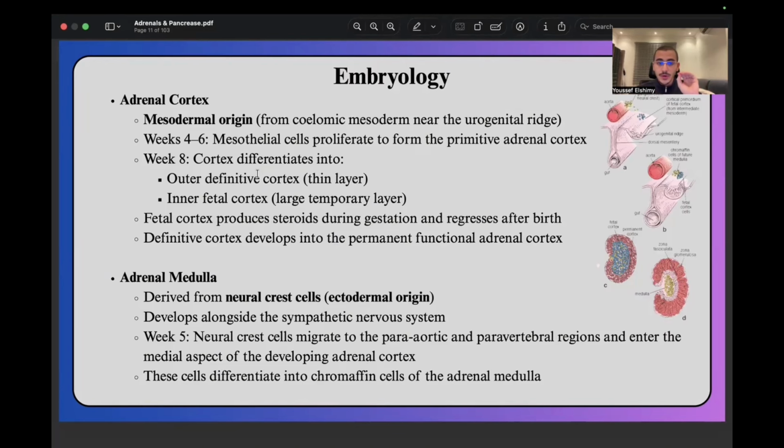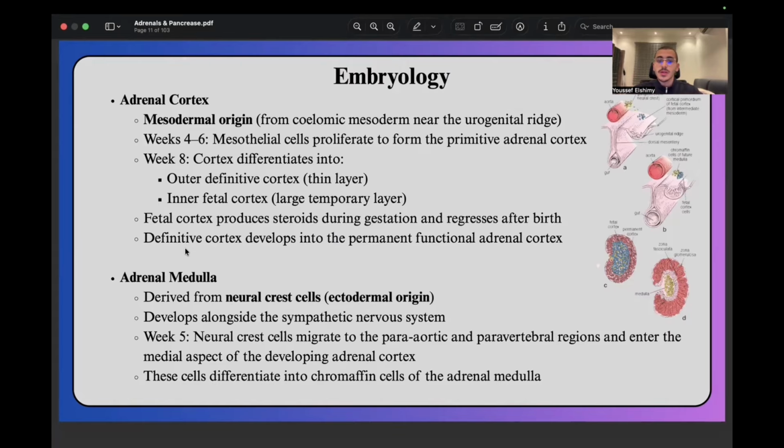And this fetal cortex is important because it produces steroids during gestation and regresses after birth. This steroid is important for organ development and lung maturation and has a lot of functions during gestation. But after birth, it regresses. What only stays is the definitive outer thin layer cortex. This is the cortex we have, okay?